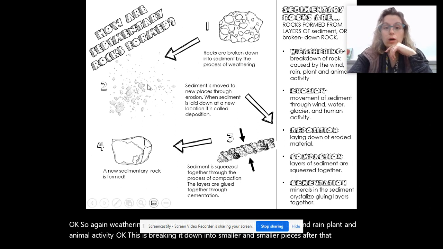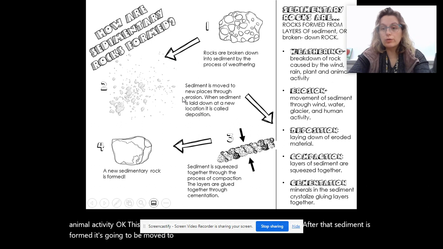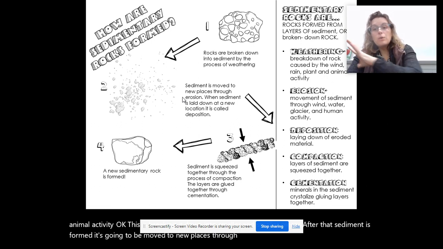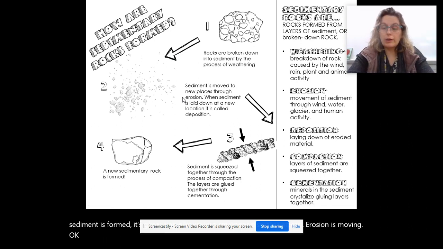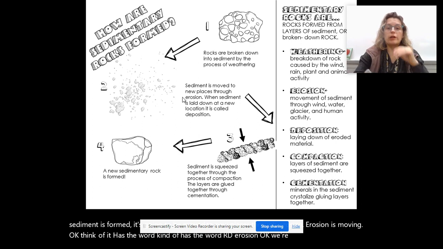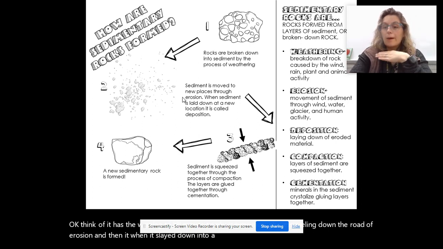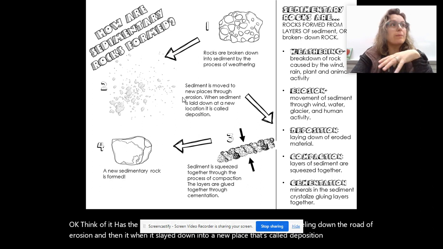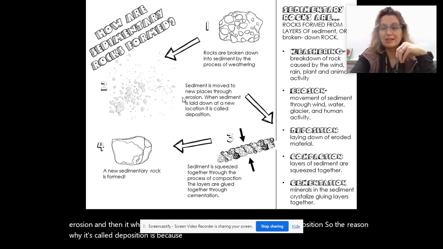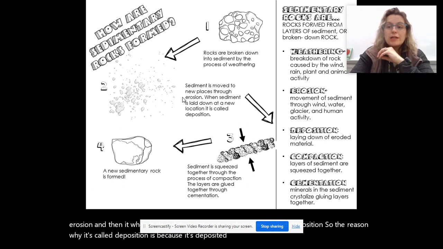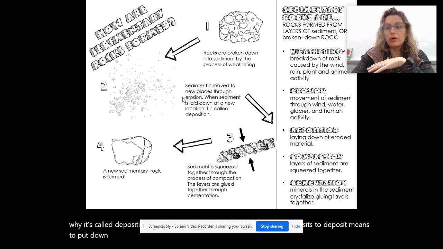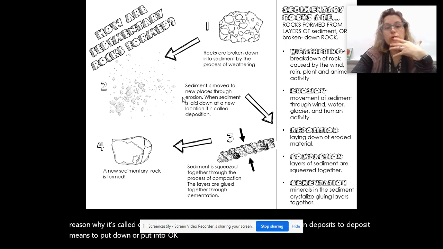After that sediment is formed, it's going to be moved to new places through erosion. Erosion is moving. Think of it as kind of having the word road in it, erosion. We're traveling down the road of erosion. And then when it's laid down into a new place, that's called deposition. The reason why it's called deposition is because it's deposited. To deposit means to put down or put into, so this is being put into a new place.